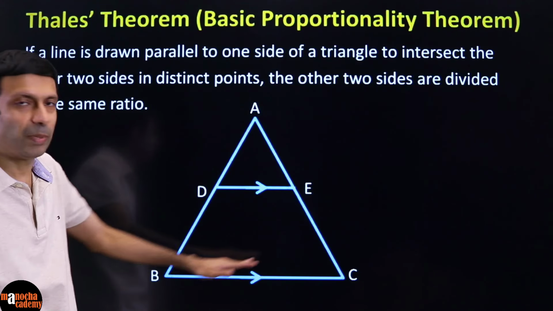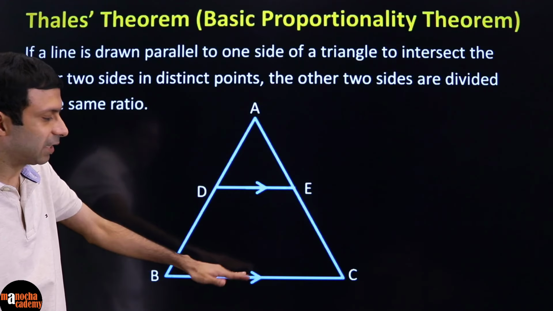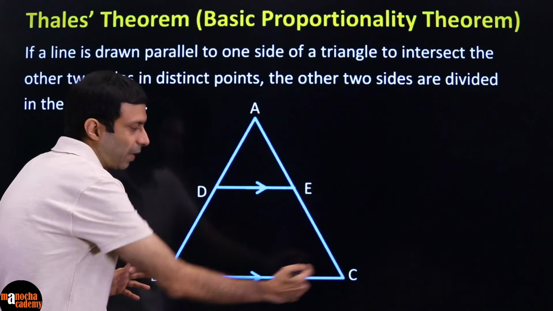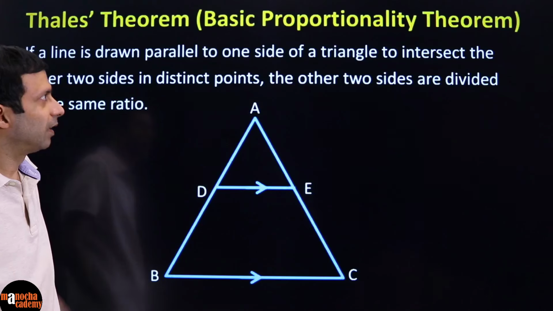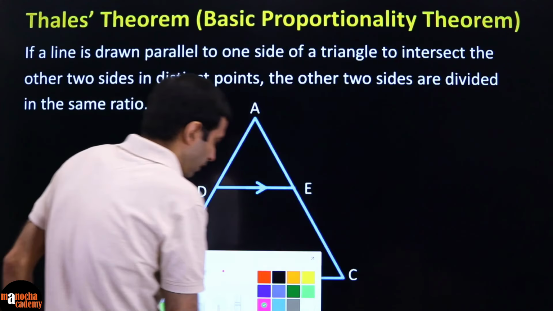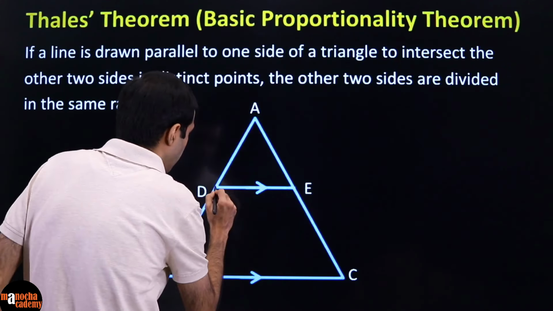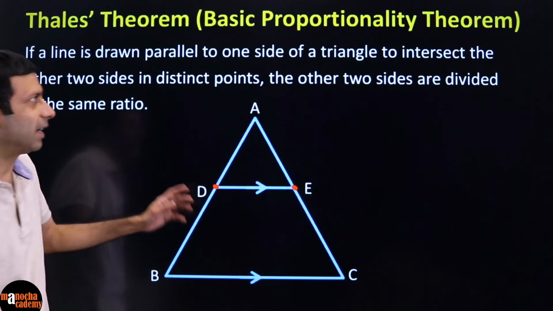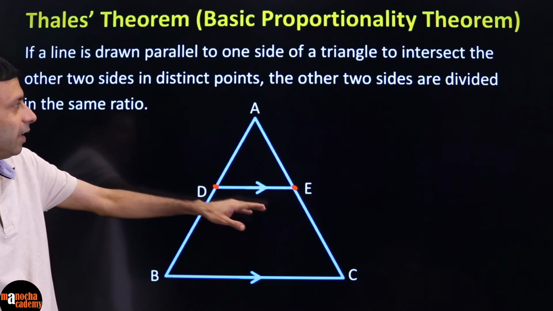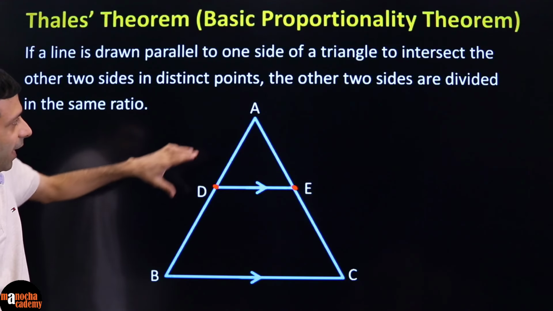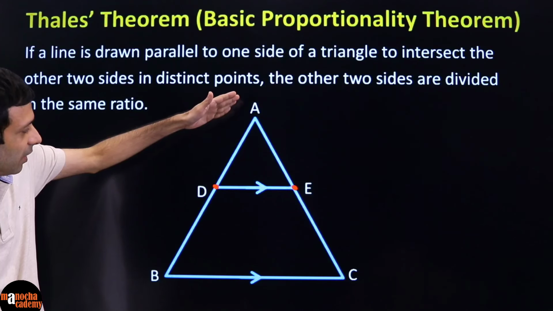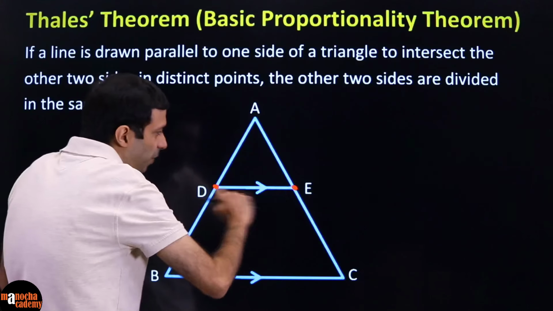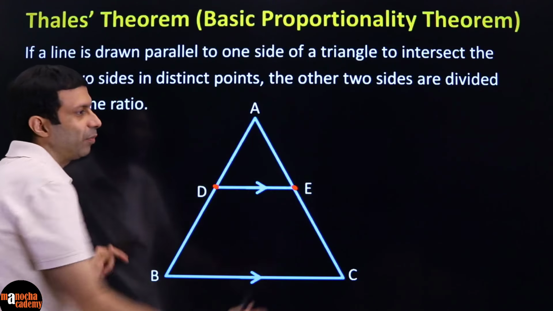Now it need not always be the base here. In this case it's looking like the base. It can be to any side of the triangle. So here DE is drawn parallel to this side BC. Then this theorem says that it will intersect the triangle at these two distinct points, this line which is parallel, at D and E, in such a way that these two sides, the AB and AC side, are divided by this parallel line in the same ratio.